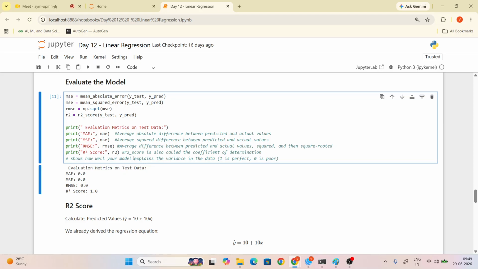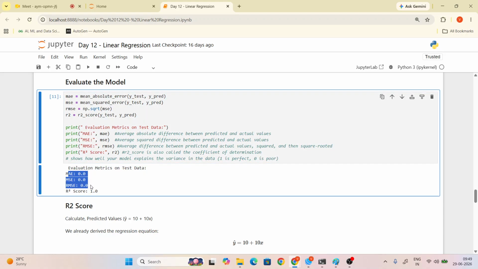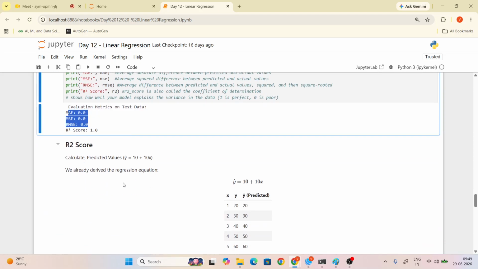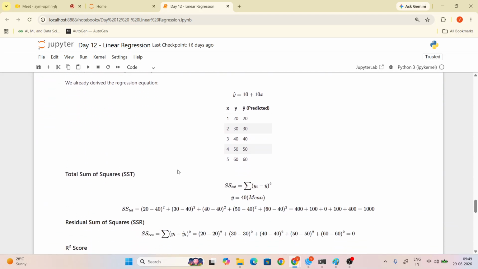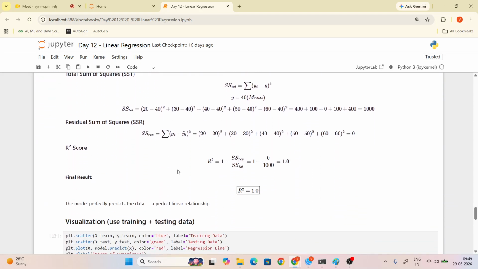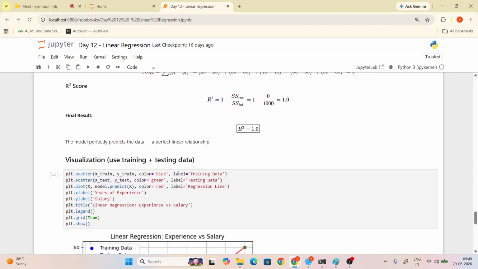So the mean absolute error, the errors need to be 0. If the errors are 0, then your model is correct. Okay, and we no need to memorize this formula. It's just for extra knowledge.